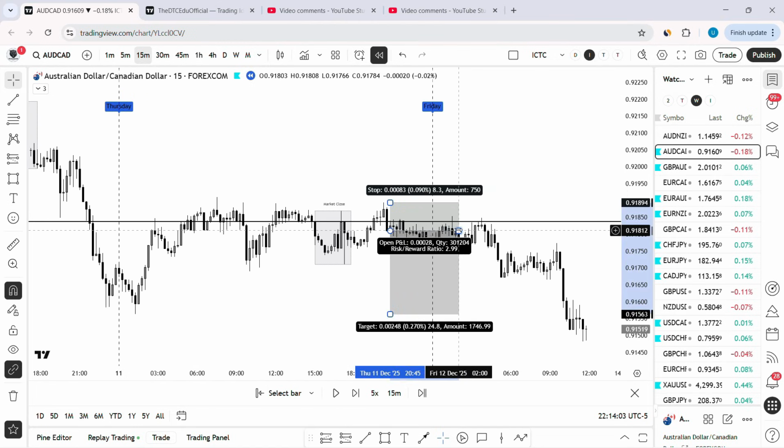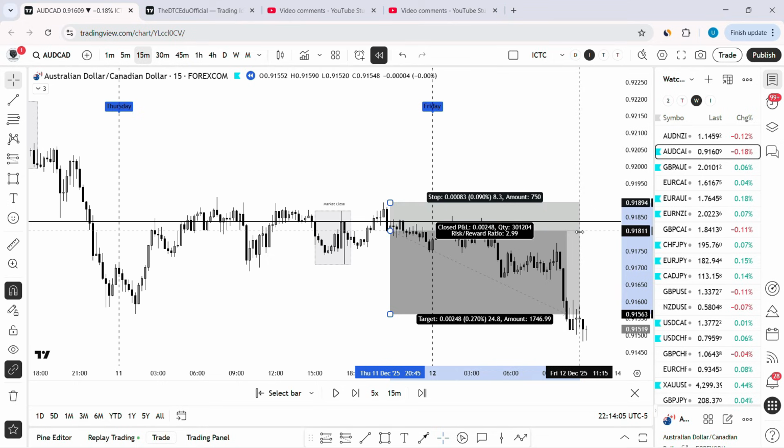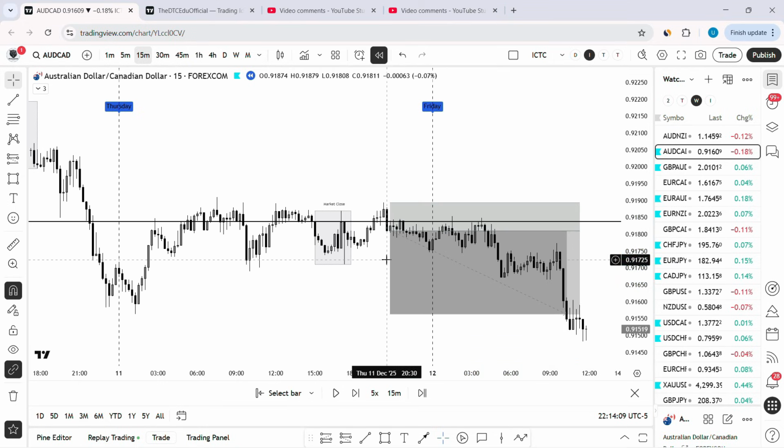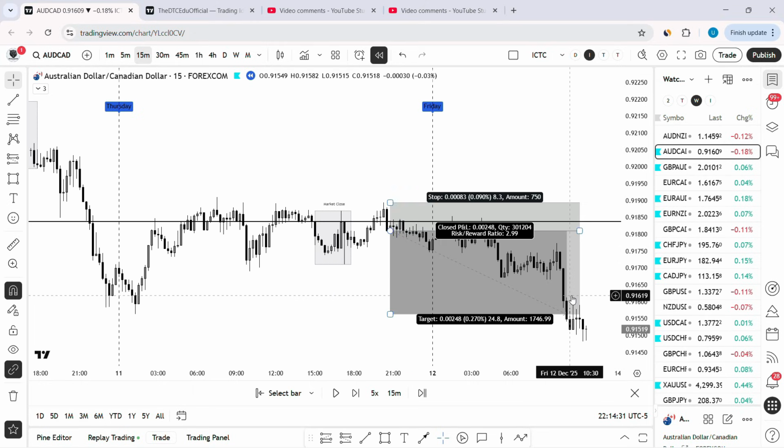So this trade resulted in profit and gave us 3R. This model works best on any pair, but it is a higher time frame trade, so you will have to hold it for at least several hours. Now let's move to your questions from the comment section of my previous videos.